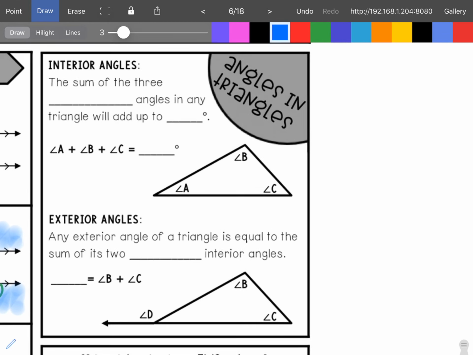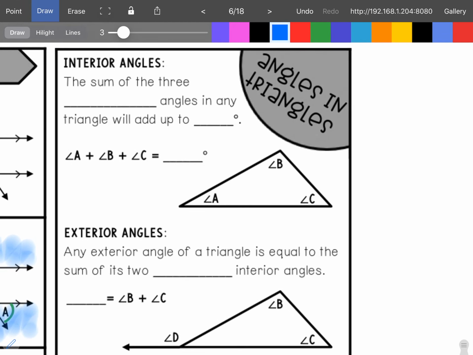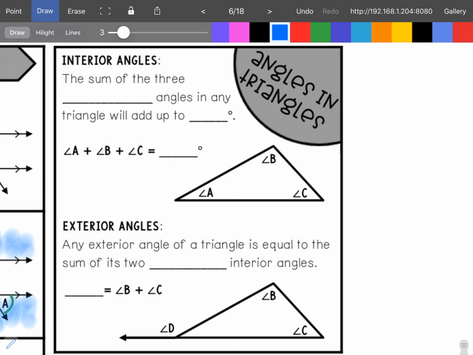Interior angles in the triangle. The sum, which means to add, of the 3 interior angles in any triangle will add up to 180 degrees. So for example, inside this triangle we have angle A. I'm going to do 2 marks for angle B and 3 little marks for angle C, since we don't really know how many degrees they are. Those all add up to 180 degrees. All right, those are the interior angles.